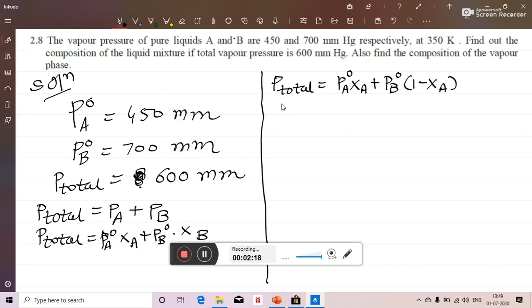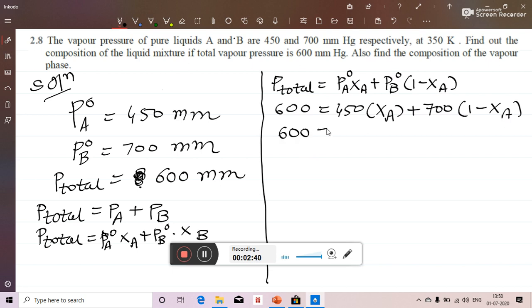Now P total is 600, equal to PA naught, which is 450, into XA, plus instead of PB naught we have 700 into 1 minus XA. So 600 equal to 450 XA plus 700 ones are 700, minus 700 into XA.